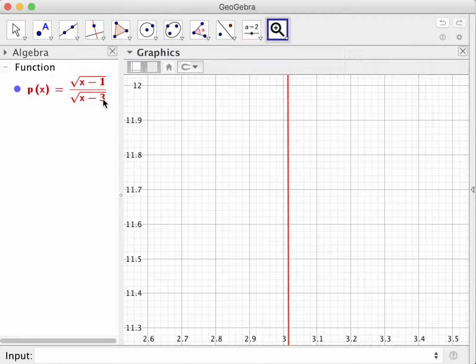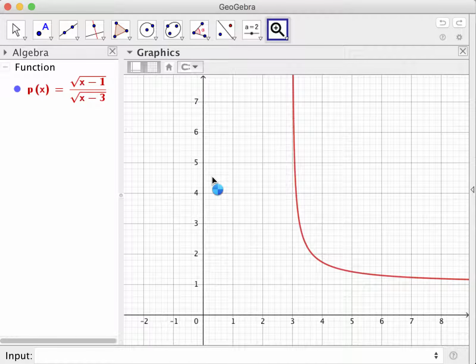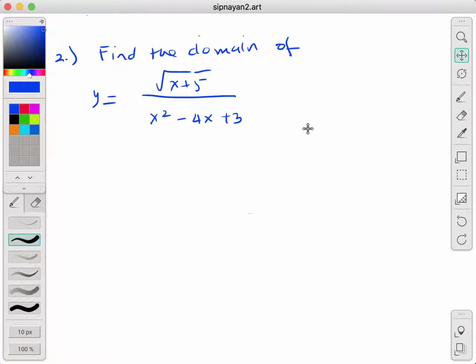Kasi pag nag-3 minus 3 siya, magiging 0 siya. Square root of 0 is 0. Any number divided by 0 is undefined. So, tama. Yung ating domain here is from 3, not including 3, up to infinity. Okay, so our second function, we have square root of x minus 5 plus 5.